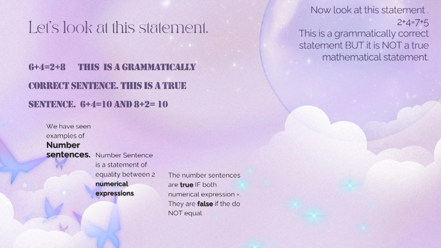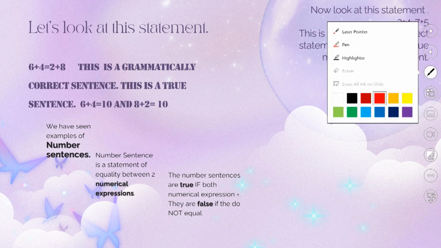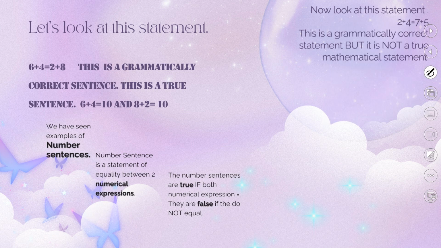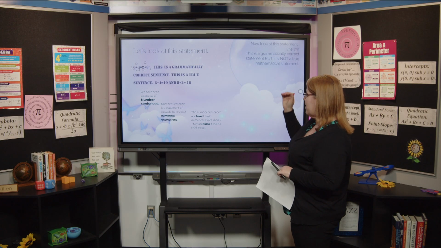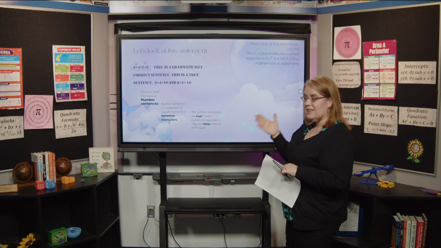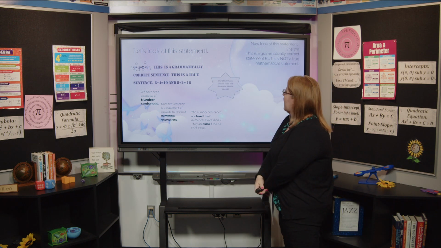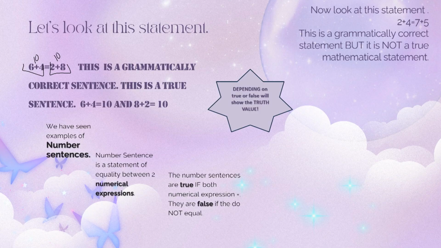So let's look at this. Let's kind of dive and see what we have here. So this expression equals 10 and this expression equals 10. Therefore, I can say that whole equation equals and it's true. So that's what this is saying: it's true if both expressions equal, and they do equal. All right? Depending on true or false, we'll show the truth value.